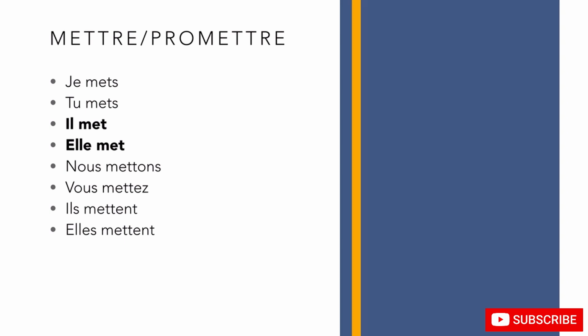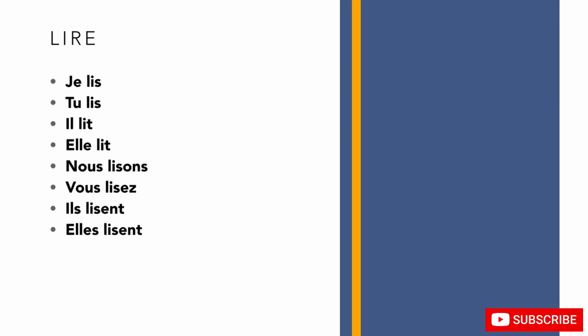So je, tu, il, elle are all irregular, whereas nous, vous, ils, elles are all regular. So nous mettons, vous mettez, ils mettent, elles mettent. And then finally we have lire, which is entirely irregular. It's very similar to the verb dire, which you have already learned about. So je lis, tu lis, il lit, elle lit, nous lisons, vous lisez, ils lisent, elles lisent.